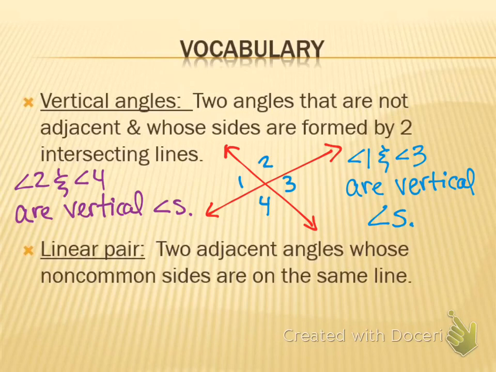Okay, we have two straight lines intersecting. We look for the angles that are not adjacent.